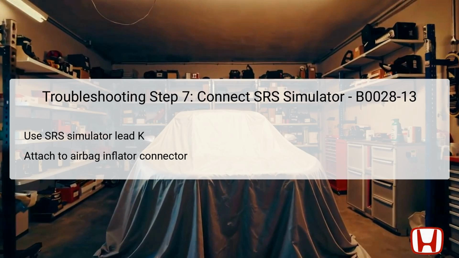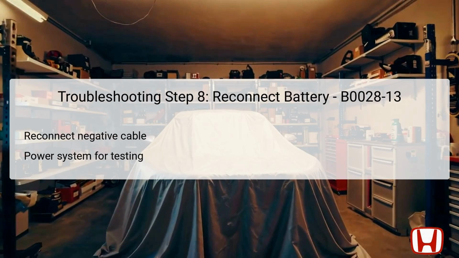Successful integration of the simulator allows for efficient testing without the need for the actual airbag inflator, thus keeping repairs controlled and focused. In this step, the technician will reconnect the negative cable to the battery. This action restores power to the vehicle's electrical systems, allowing for further diagnostic functionality. By enabling the systems, the technician prepares to run further tests as required.